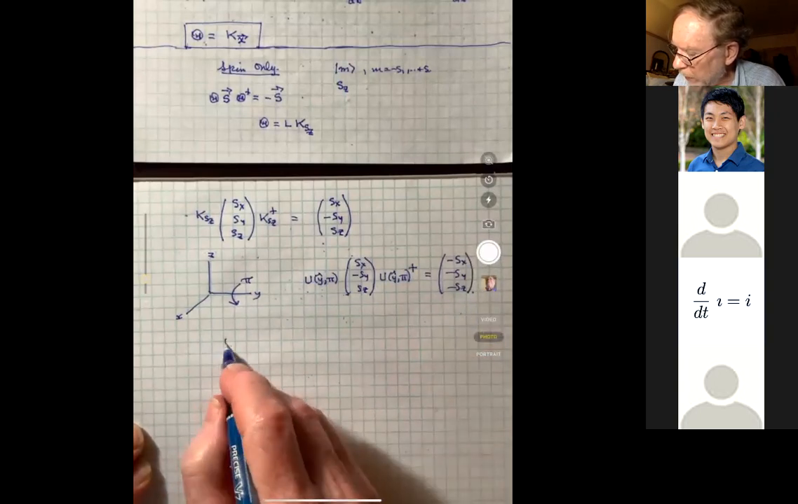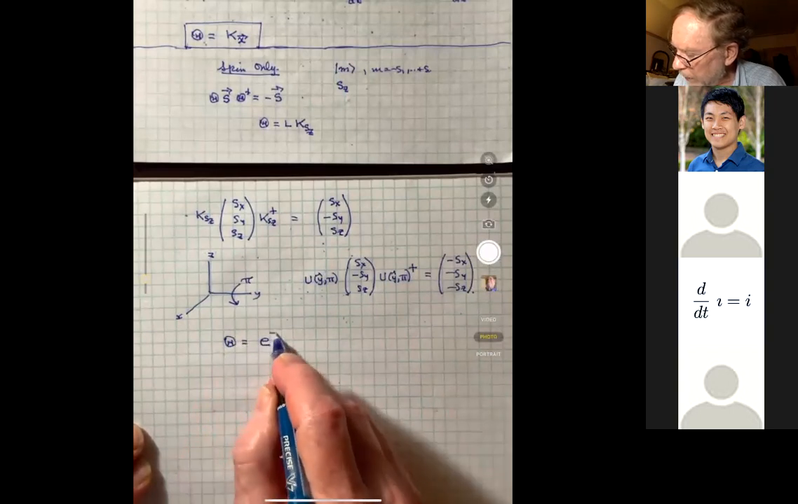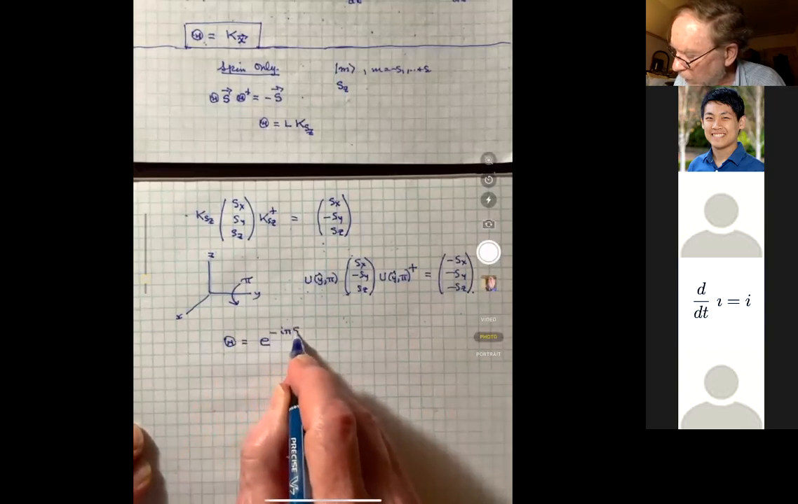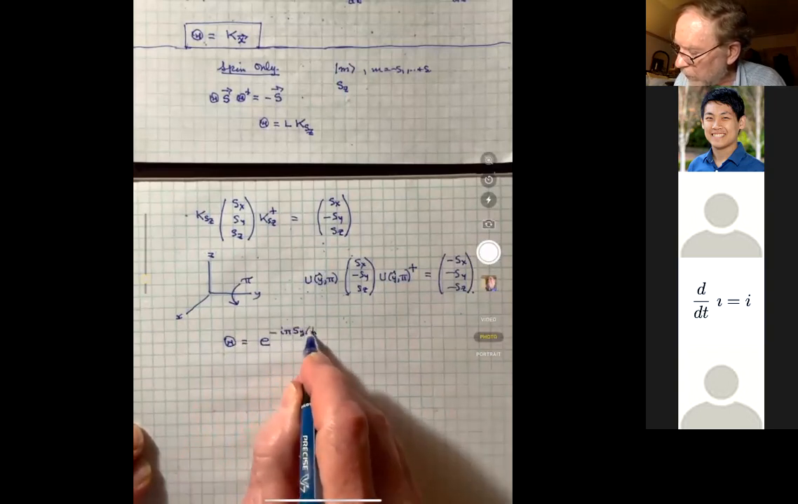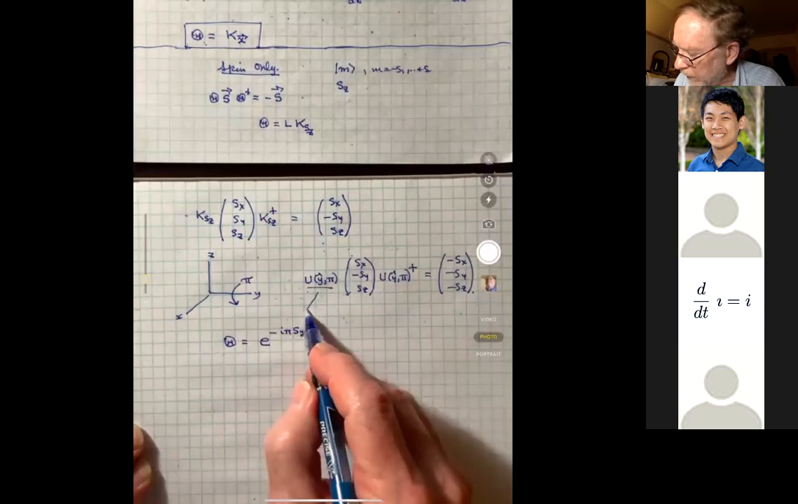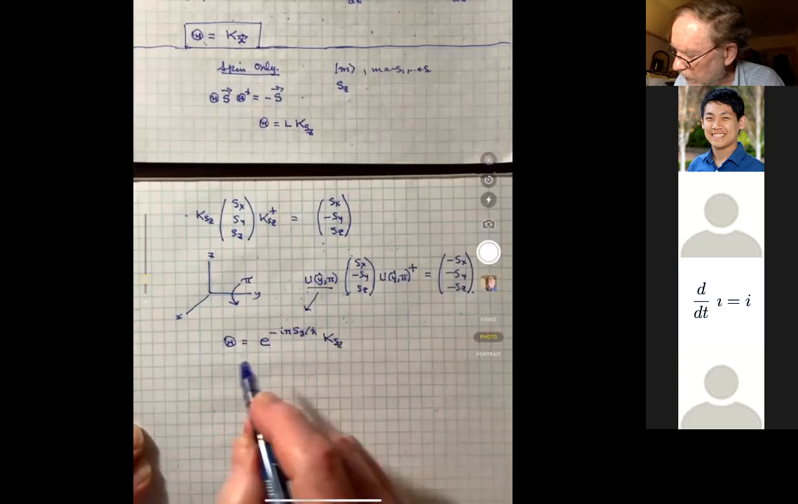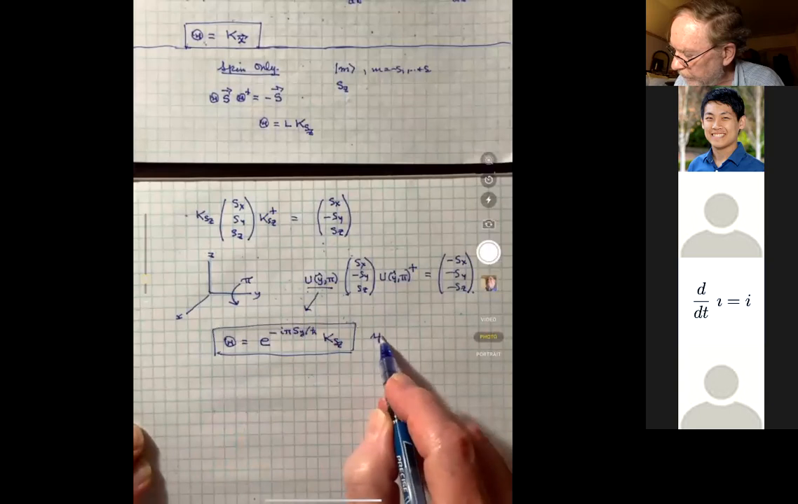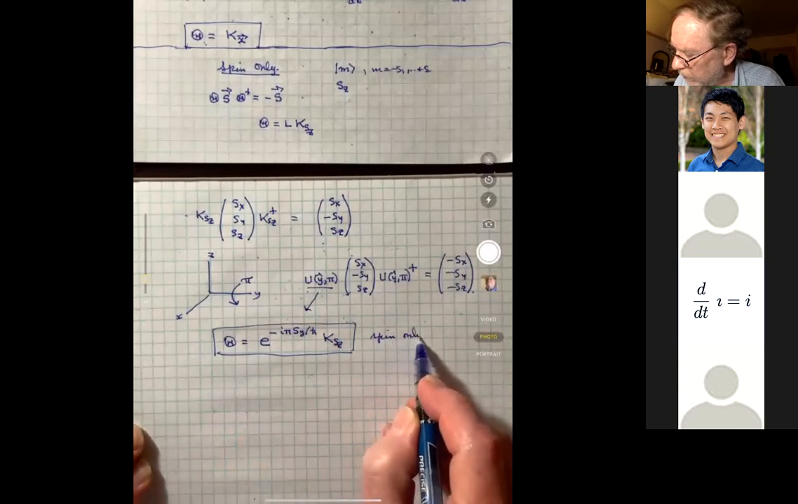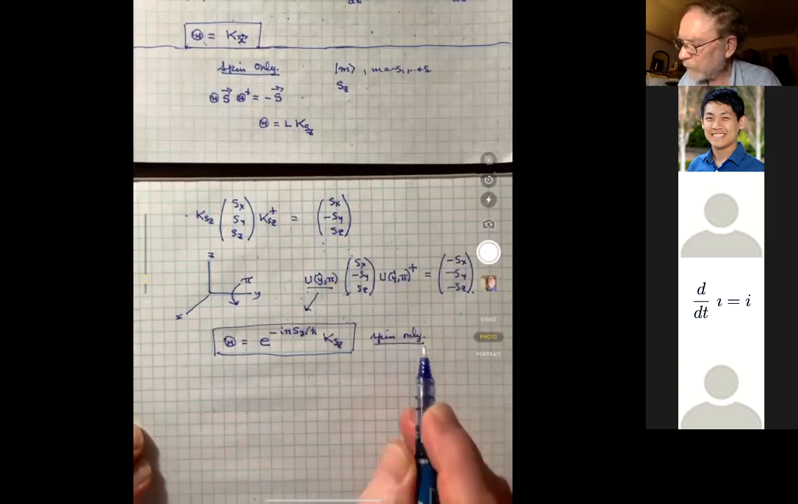And so what we see is we can take the time reversal operator to be equal to e to the minus i pi S sub y over h bar. That's just this rotation. That's all that is right there, times the complex conjugation in the S sub Z basis. And this is the time reversal operator for spin only, for a system that has only spin. Okay.